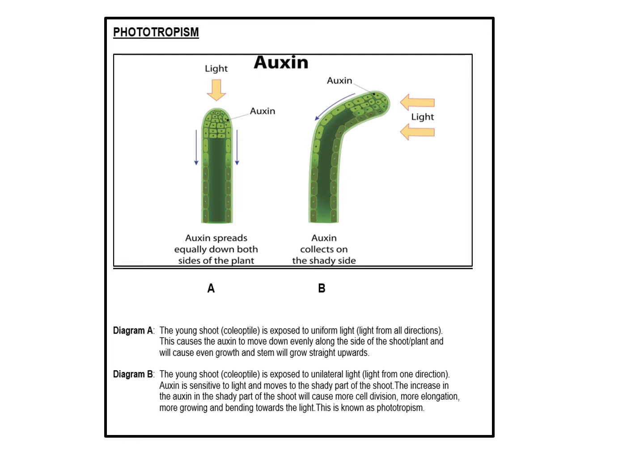Diagram B is exposed to unilateral light, from one direction. The auxin is produced at the tip, but we know auxin is sensitive to light, so it will move to the shady part. And because there's more auxin on the shady part, or on the darker side of the shoot, there will be more cell division and more cell elongation. So it's these cells here that will grow and bend towards light, and that is phototropism.